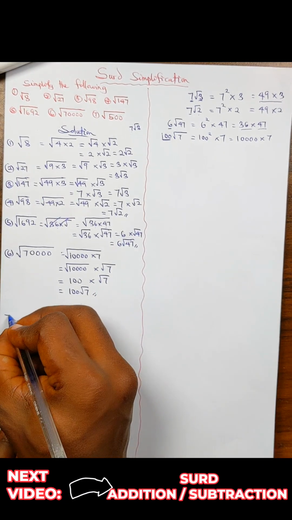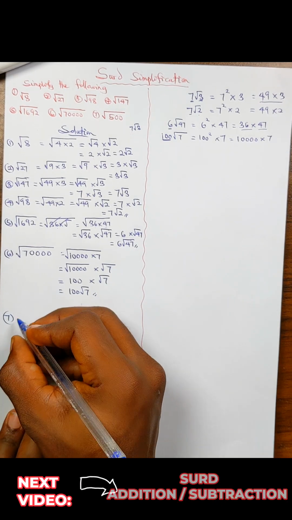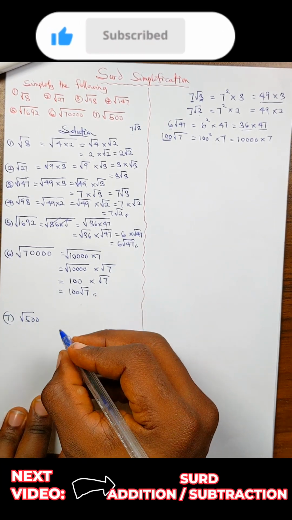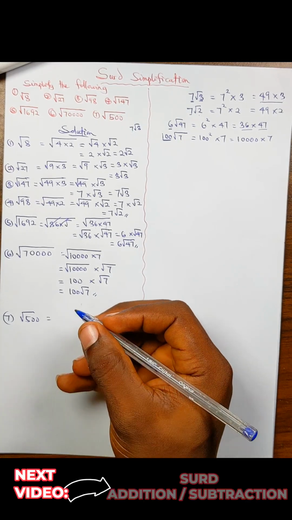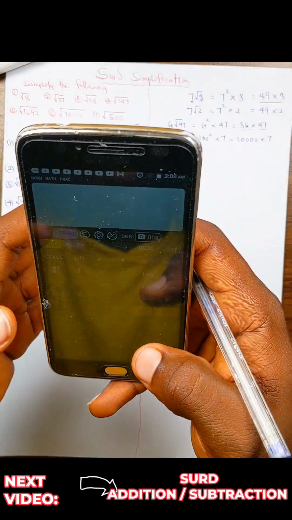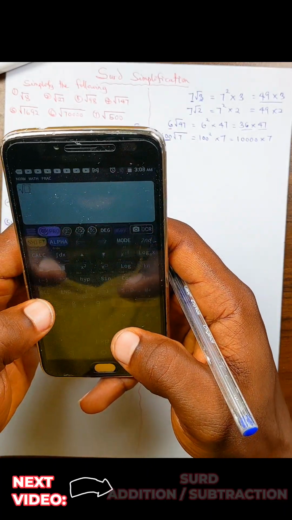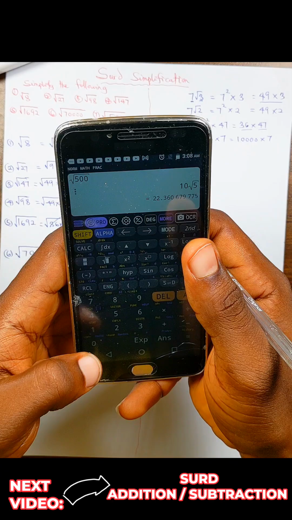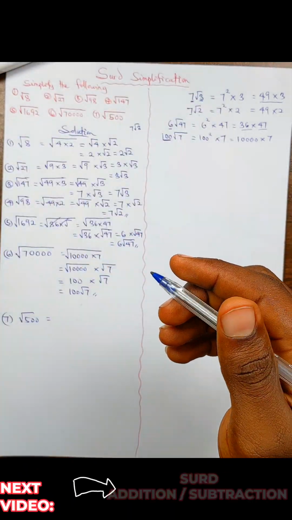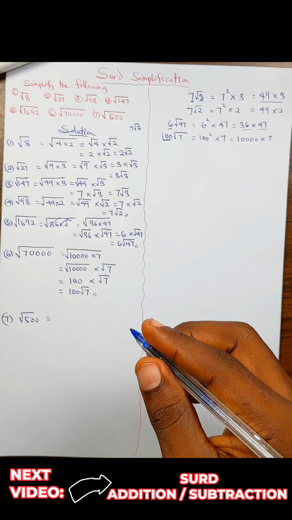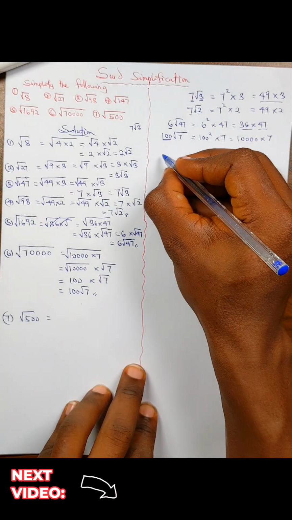Now let's do the final one. It is question 7. We are having the square root of 500. For this particular one also, for 500, you can even guess it's 100 times 5. But let's just do it on the calculator. So the square root of 500 is going to give you 10 root 5. So 10 root 5 is the answer the calculator is giving you. So you are going to do it somewhere else.